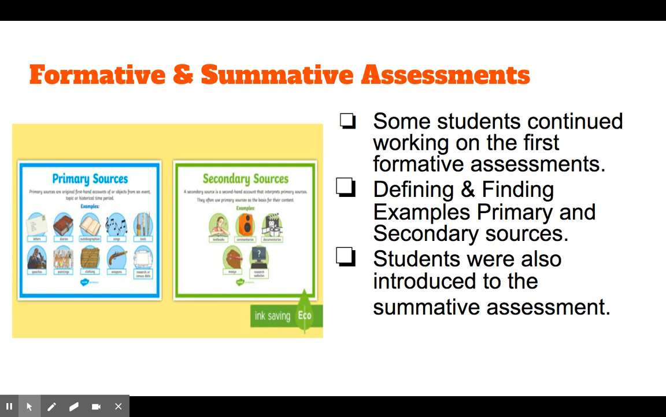Some students continued working on the first formative assessments, working on defining and finding examples of primary and secondary sources, and students were also introduced to the summative assessment.